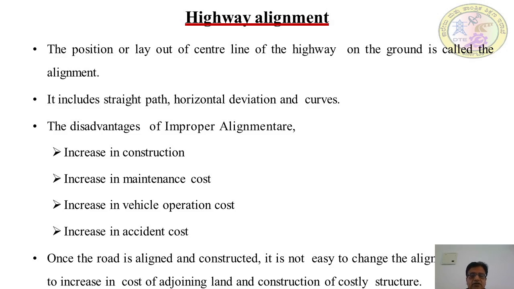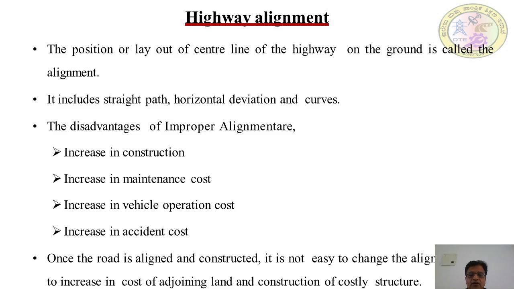Once the road is aligned and constructed, it is not easy to change the alignment as it increases the cost of adjoining land and the construction of costly structures. It is a usual practice that once you fix the alignment and construct the road, development takes place all along the road and adjoining your alignment. Development here means you can see the construction of houses, commercial complexes, other amenities like petrol bunks, maybe hotels, restaurants, schools, colleges, all these things may come up.